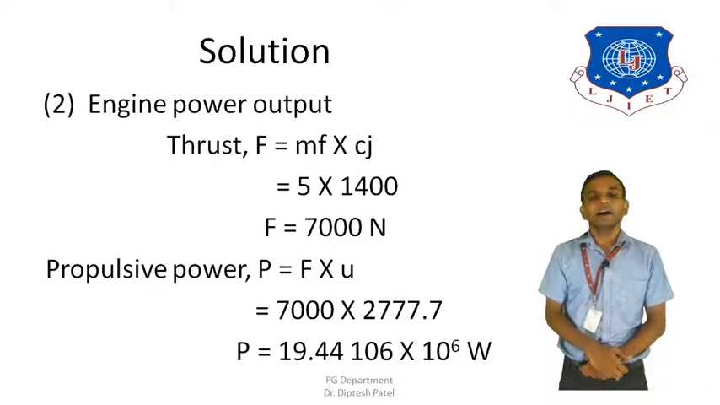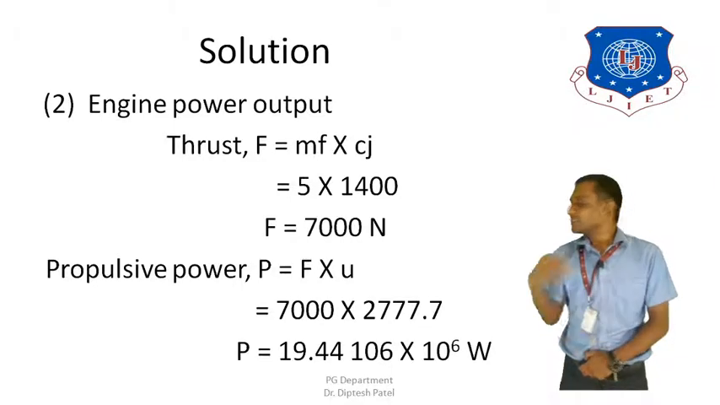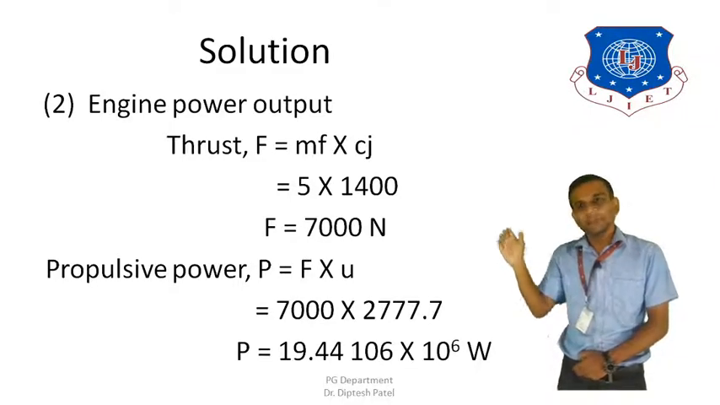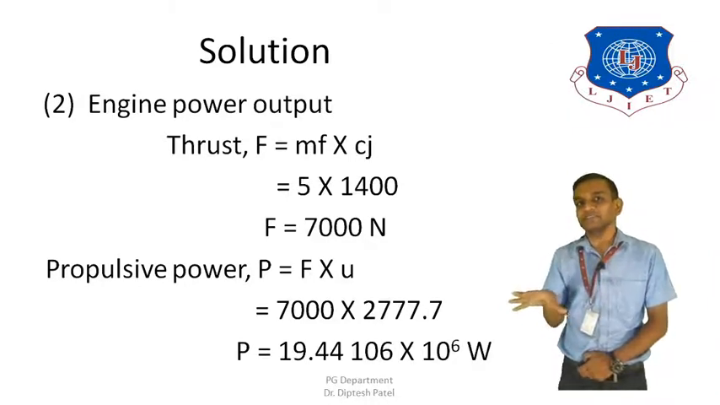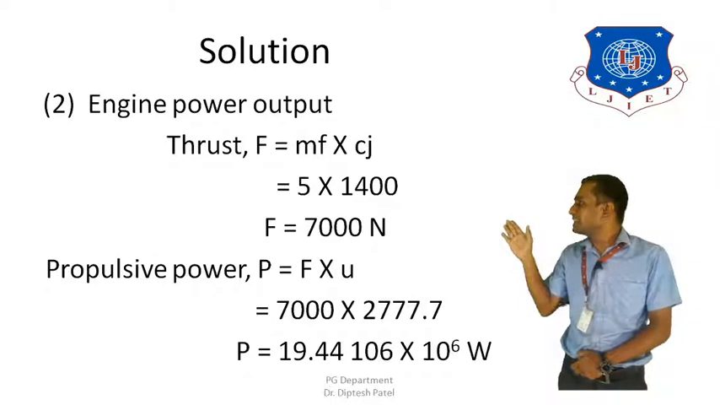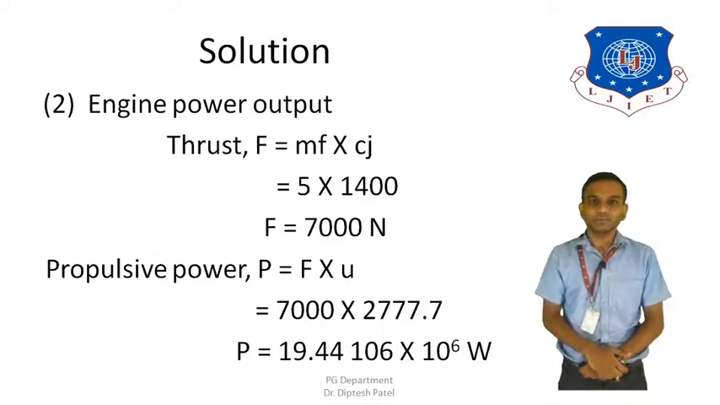Then after, the propulsive power. Now propulsive power, capital P, is equal to thrust into the velocity of aircraft, so capital F into small u. We have just calculated capital F and u is given. So I'm going to put those values in this equation, and I find capital P is equal to 7000 into 2777.7.